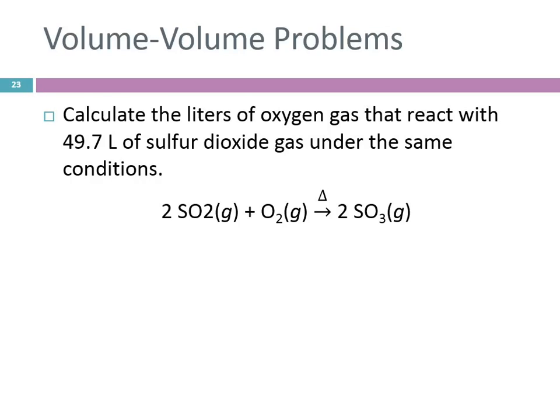Calculate the liters of oxygen gas that react with 49.7 liters of sulfur dioxide gas under the same conditions. This only works if the conditions are the same. But the nice thing is, in Chem 101P, we can limit ourselves to problems where the conditions are the same. So I'm still going to use this balanced chemical equation to organize my information. 49.7 liters of sulfur dioxide. Well, that's this guy. What's wrong with that 2? It's too big. It's supposed to be a subscript. That's better. Wouldn't it be nice if you could do that in real life? 49.7 liters of that. And we're asking for liters of oxygen.